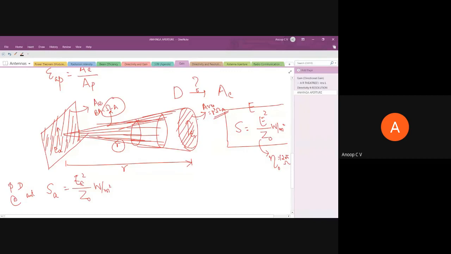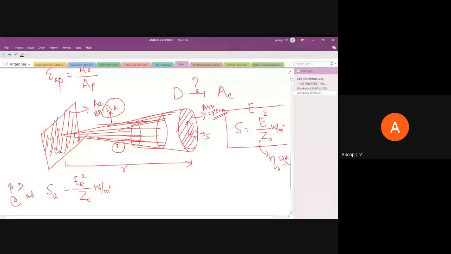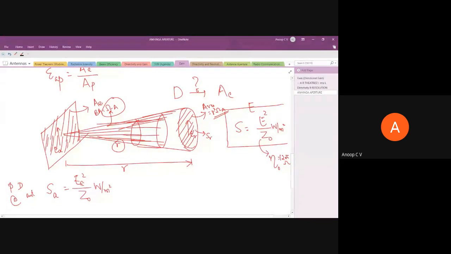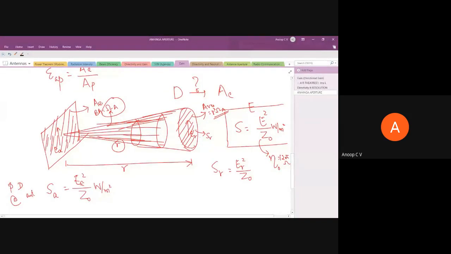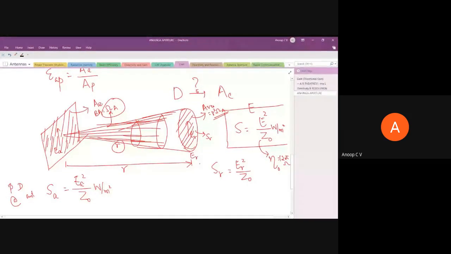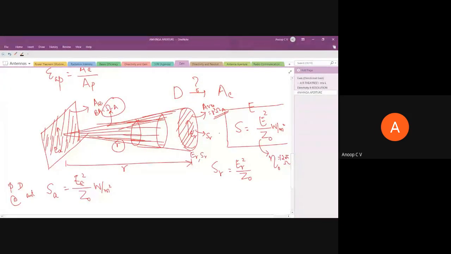The power density at this point can be SR. This SR will be equal to ER square by Z naught, where ER is the field intensity at the point. So here the field intensity is ER and the power density is SR. The area will be equal to R square into omega A.